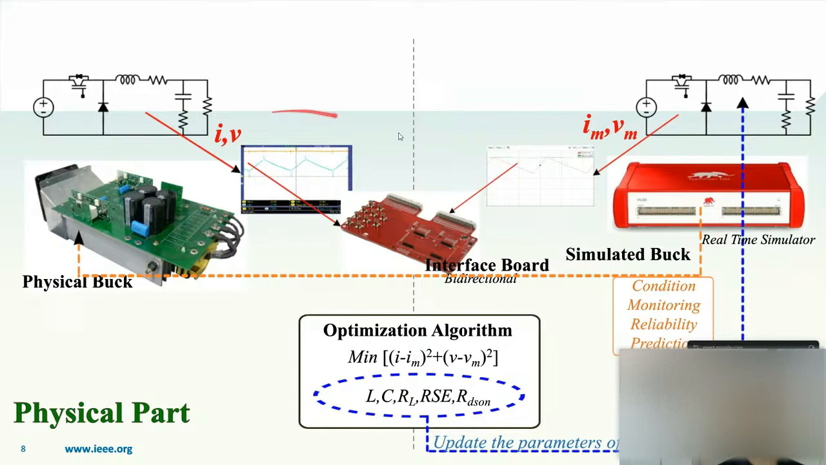But I have also invasive methods. In this case, I need to add extra sensors, and then I'm going to estimate the parameters like the series resistance of capacitor, the series resistance of inductance, RDS on, and other parameters that may be interesting.